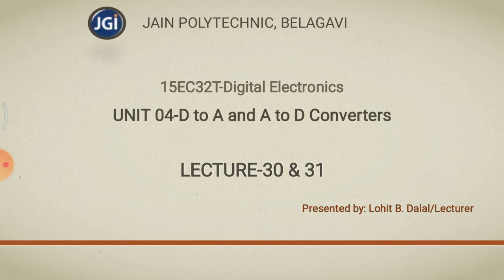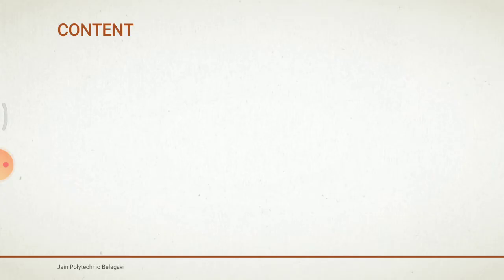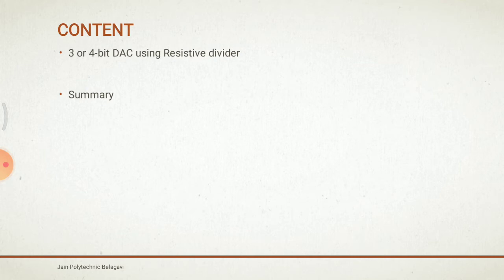Today I am going to discuss unit number 4, digital to analog converters and analog to digital converters. In this lecture, I am going to discuss a 3 or 4 bit digital to analog converter using the resistive divider and a 3 or 4 bit digital to analog converter using the binary ladder network. Okay, so let's see one by one.